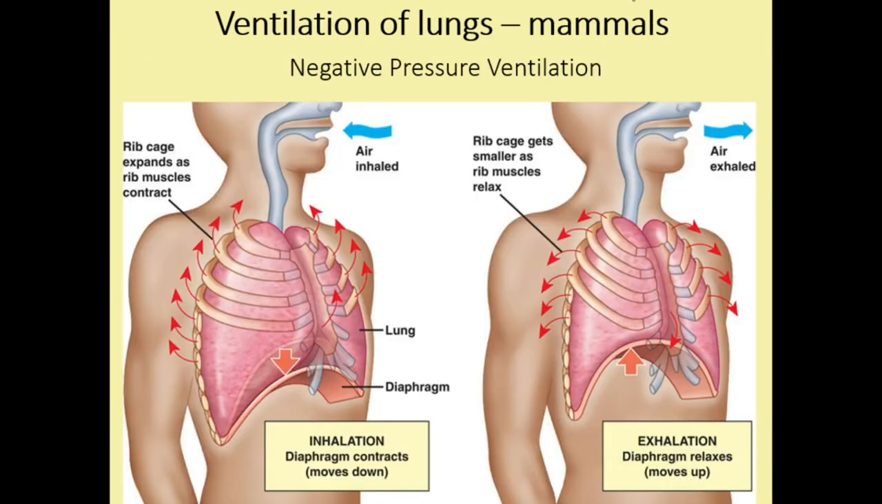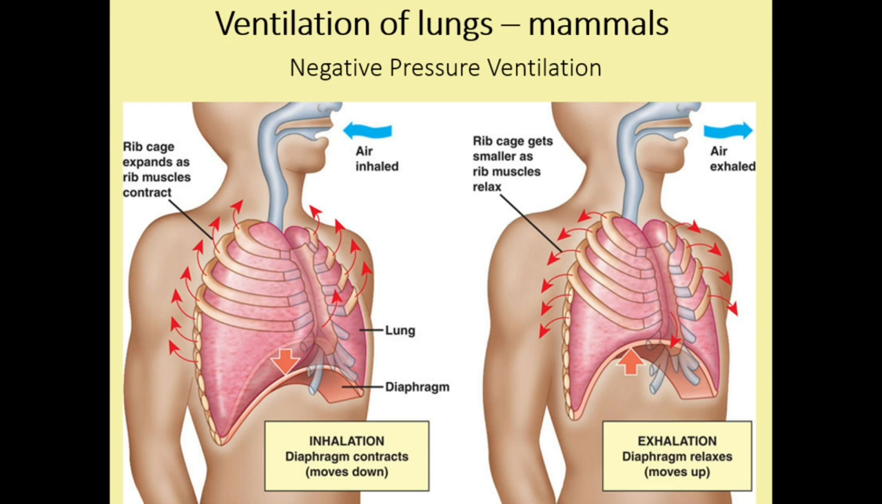We actually do it in a completely opposite way. We use something called negative pressure ventilation. Instead of taking in a mouthful of air, closing our nostrils and our mouth, and then using muscle contractions in the mouth to force air down into our lungs, what we actually do is rapidly increase the volume of our lungs to create a reduction in pressure, to create negative pressure inside the lungs, which then causes air to rush in to balance out that negative pressure.